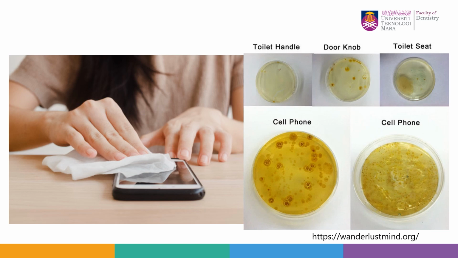You can see here the cell phone has a lot of growth, and it probably comes from different types of microorganisms. Looking at the toilet handle, surprisingly, it's not that much. The doorknob and toilet seat have microbes, but not as much as the cell phone. So it's something you need to wonder about every time you use your handphone or cell phone.